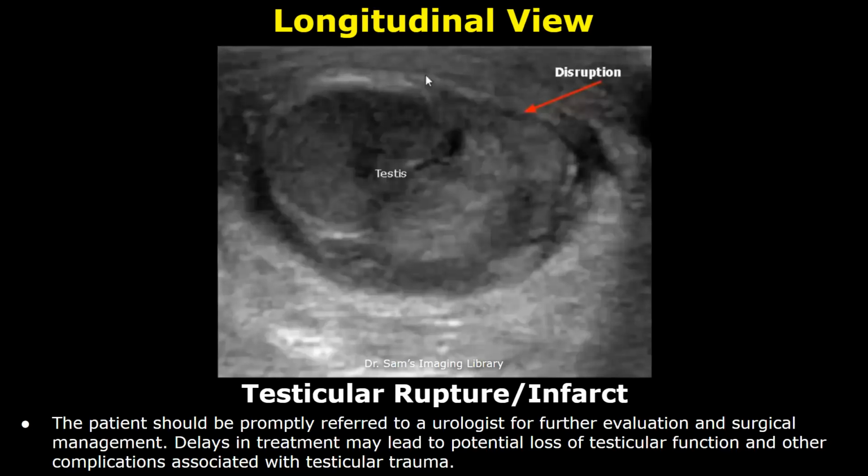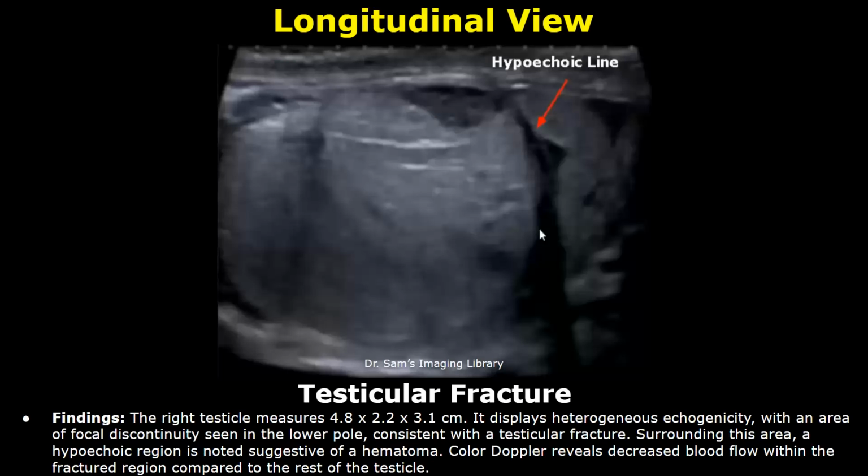This is a report for testicular fracture. The right testis displays heterogeneous echogenicity with an area of focal discontinuity seen in the lower pole, consistent with a testicular fracture. Surrounding this area, a hypoechoic region is noted, suggestive of a hematoma. Color Doppler reveals decreased blood flow within the fractured region compared to the rest of the testicle.